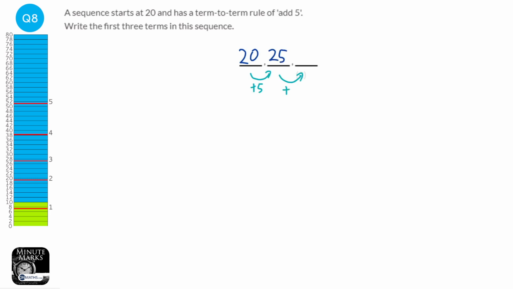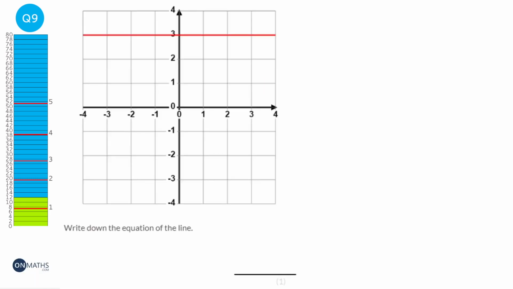Add 5 again. And that'll be 30 for our third term. Looking at this line, what do you notice about all the coordinates? Any coordinate along this line, the x coordinates are going to change, but the y coordinates will always be 3. So the equation of the line is y equals 3.